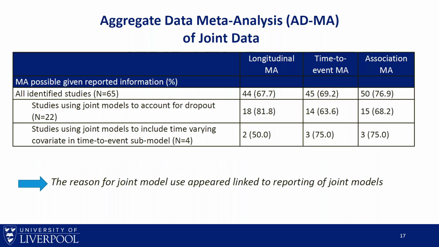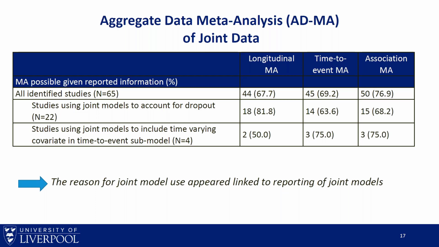I should point out that the review at that time did only contain 65 studies. However, of these, just under 70% reported sufficient information that they could contribute to a meta-analysis of effects in either the longitudinal submodel or in the time to event submodel. The reporting of the association parameter was a little better. About 76.9% of the studies were able to contribute to that one. But this is to be expected as quite a few of the studies would have been most interested in the relationship between the two outcomes, and so might have better reported the association parameter.